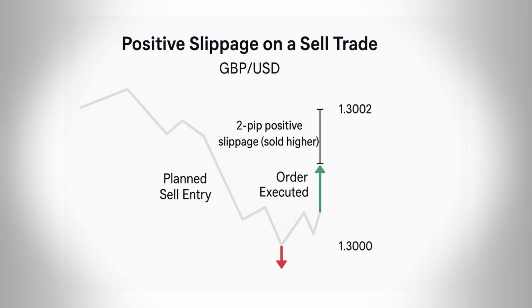Now for positive slippage, let's say you placed a sell order on GBP/USD at 1.3000. The market dips suddenly and your order gets filled at 1.3002 instead. That is a 2 pip positive slippage, a small but welcome advantage. Like we said earlier, the chance of slippage is high during important news release.